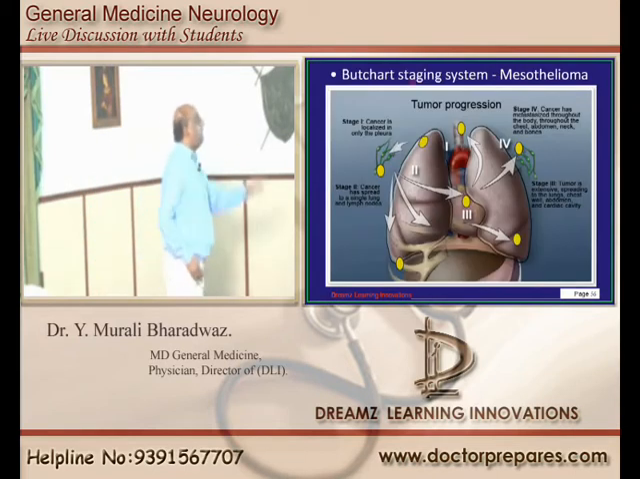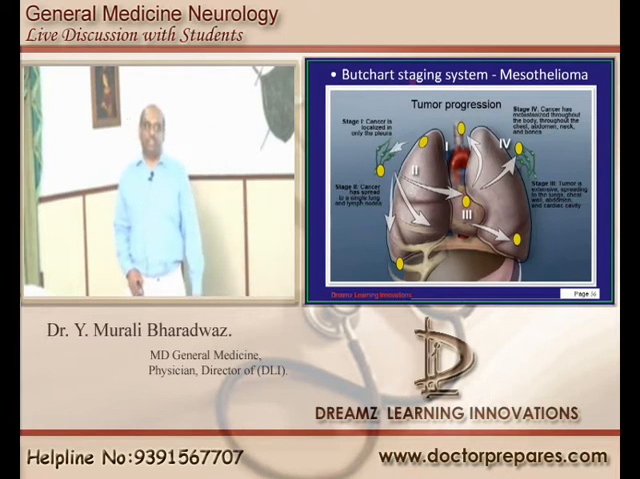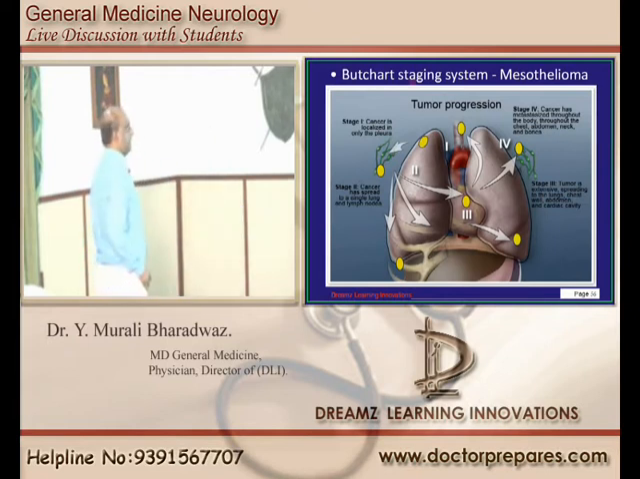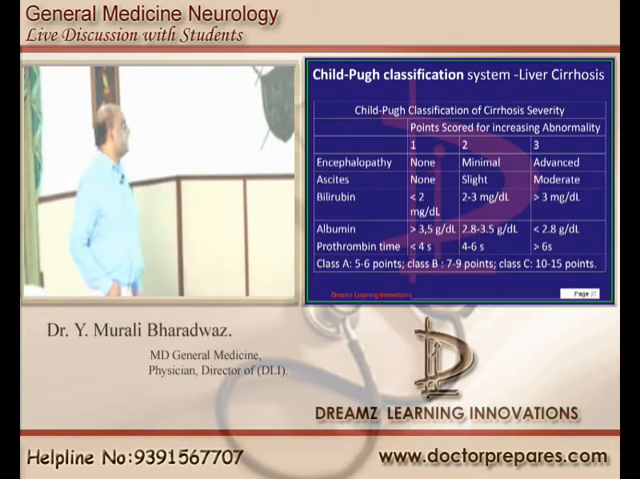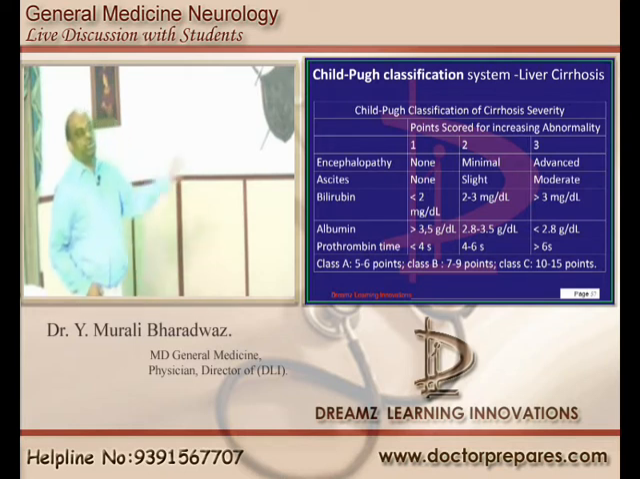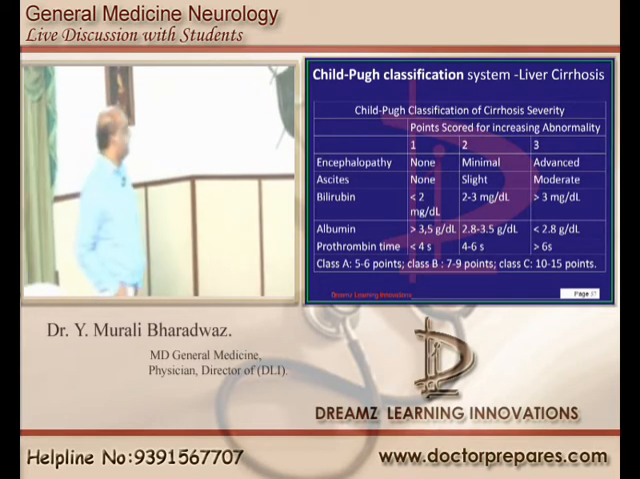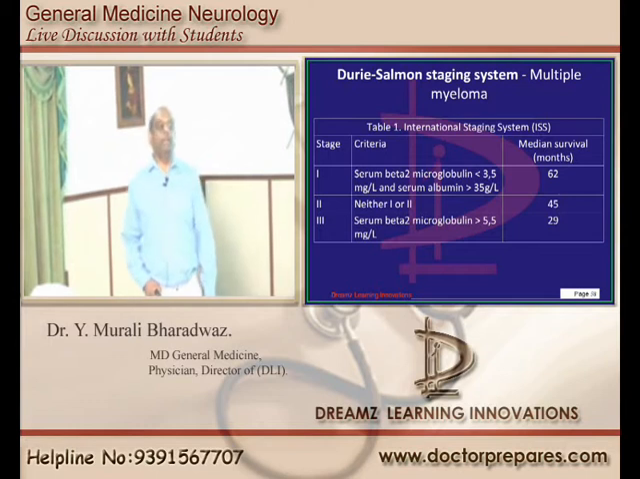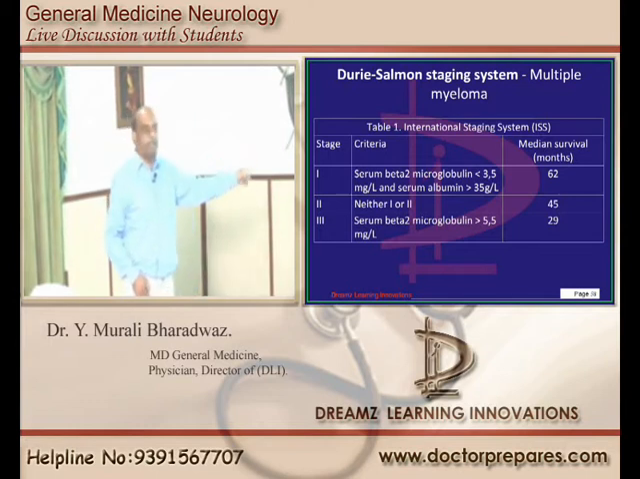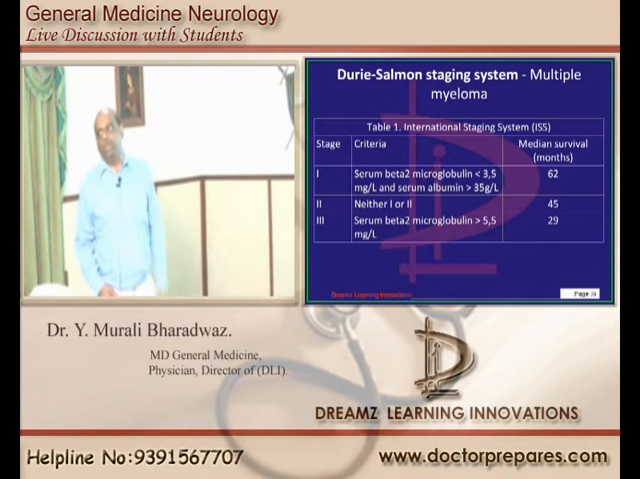Then mesothelioma, how it progressed, you call it Butchart's staging system. Then Child-Pugh, you know, in the liver cirrhosis classification, remember BANA: B for bilirubin, A for ascites, N for neurological status, that is encephalopathy, another A is albumin. So that is Child's classification. Then Durie-Salmon staging is used in multiple myeloma, because in multiple myeloma what is the most important prognostic factor? Beta 2 microglobulin levels. So that is very important.